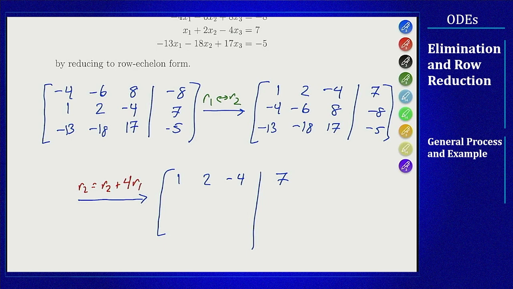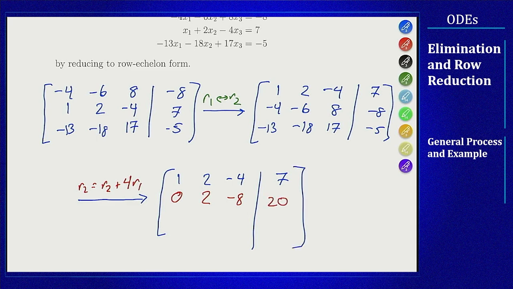Now, I'm going to add 4 copies of row 1 to row 2. So -4 plus 4 is 0, as it should be. I have -6 plus 4 times 2, so that's plus 8, so that's positive 2. I have 8 plus 4 times -4, so that's 8 minus 16 is -8. Then I have -8 plus 4 times 7, is -8 plus 28, is positive 20.